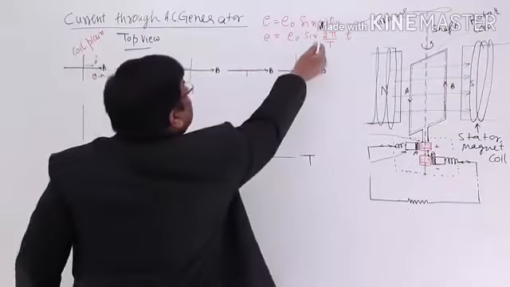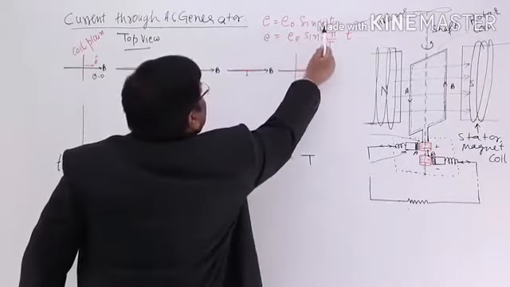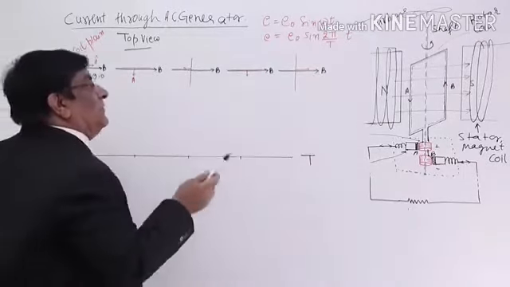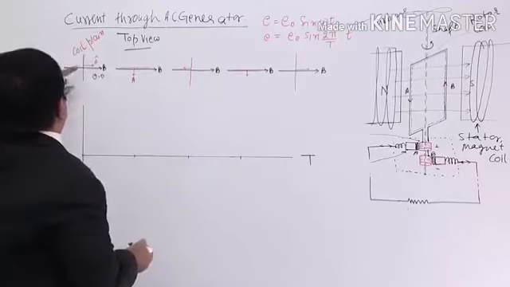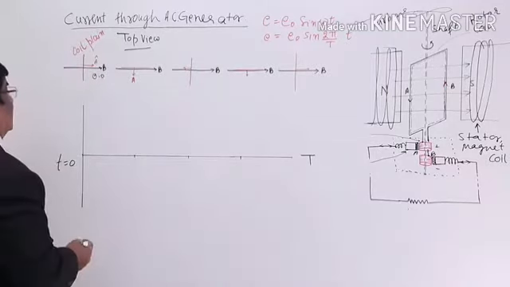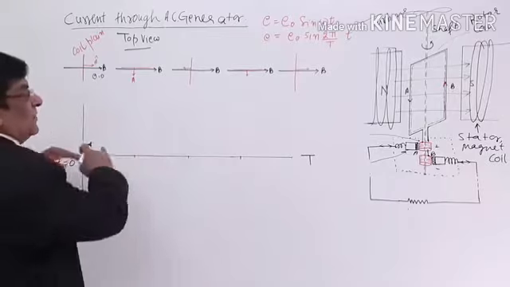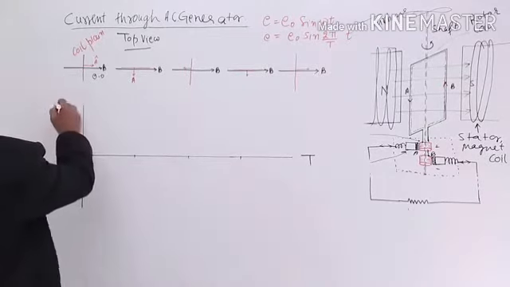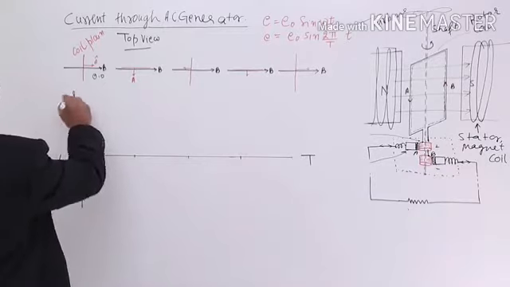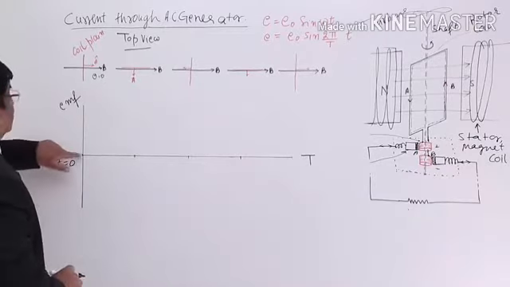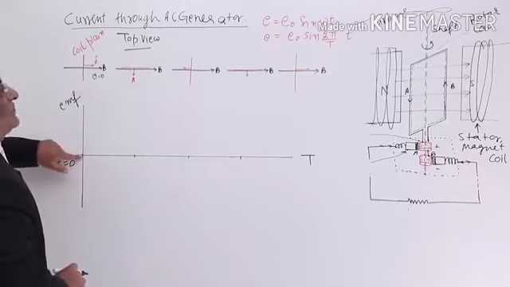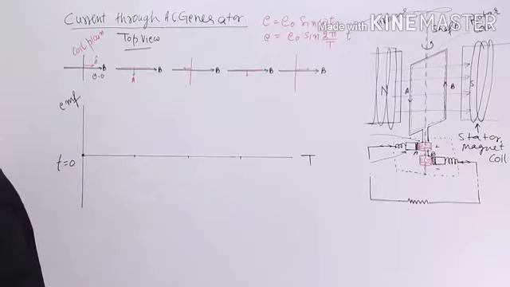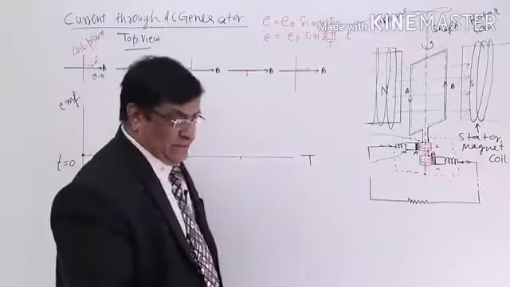So how much is the EMF? If this is 0, sin 0 is 0, so E is 0. And we see that actually EMF is 0 in this case. Now we make a graph. On the x-axis we take time, and on the y-axis we take EMF. Here when time is equal to 0, the EMF is 0. This is the point.